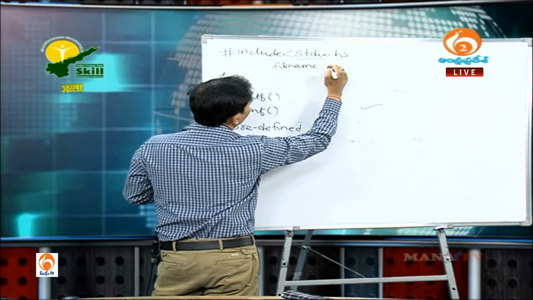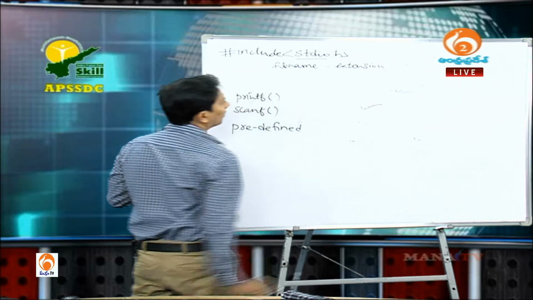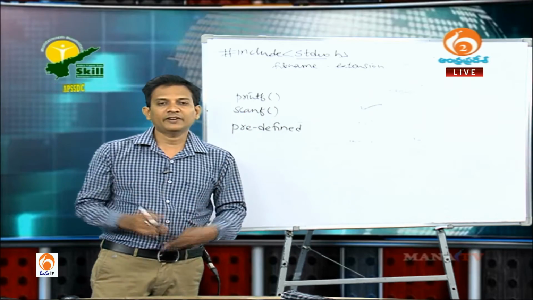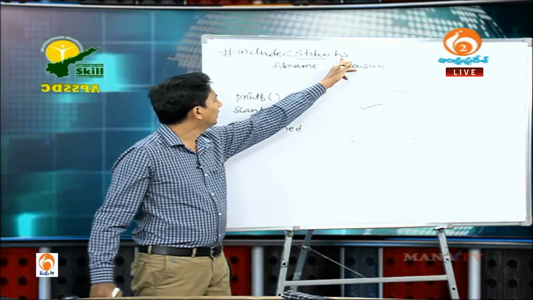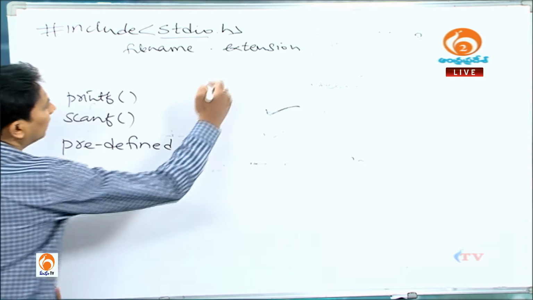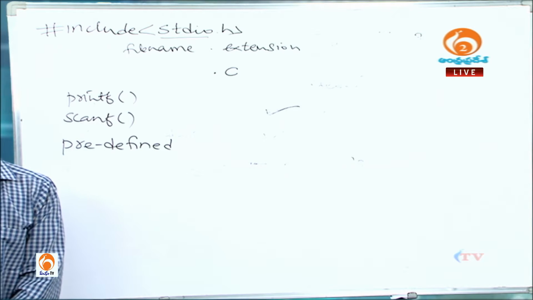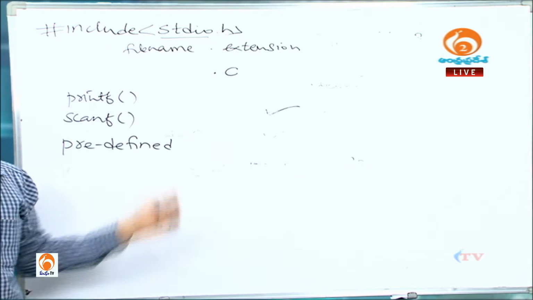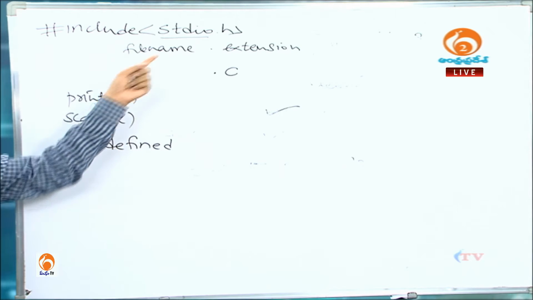and this is the extension. H resembles the predefined files. If it is already defined, the extension will be .h. If we are defining it ourselves, we write .c. .c means it is a user defined file extension. .h means it is a predefined file extension in C language. Printf and scanf are predefined functions, and they are defined in stdio.h.